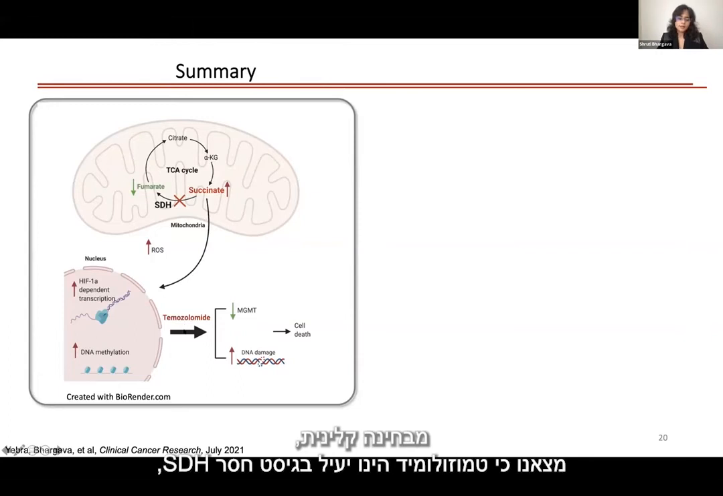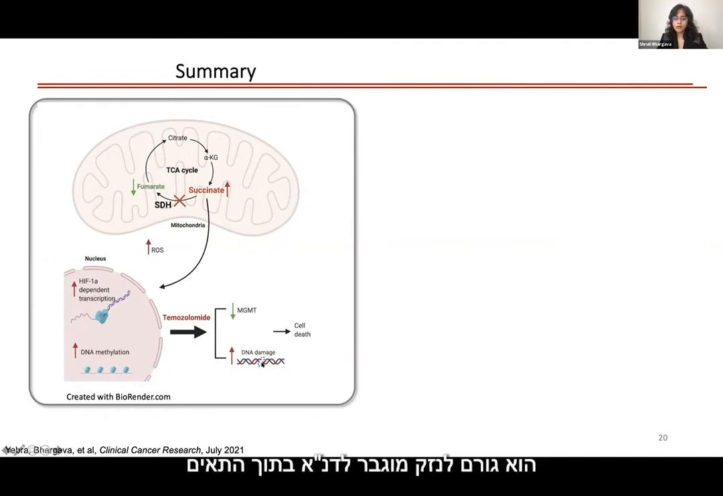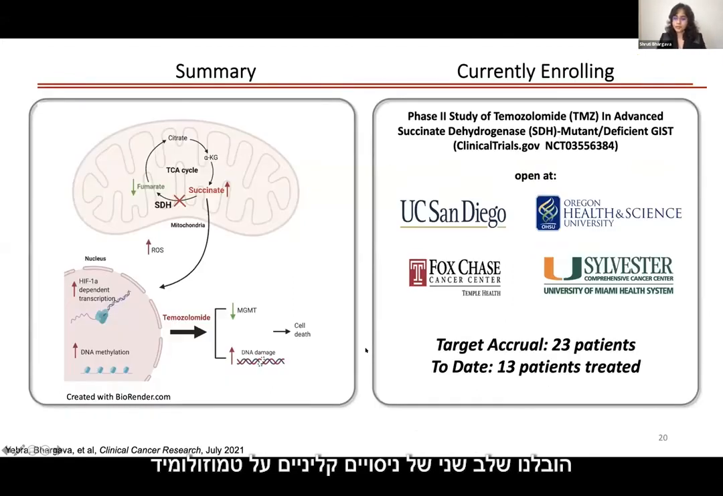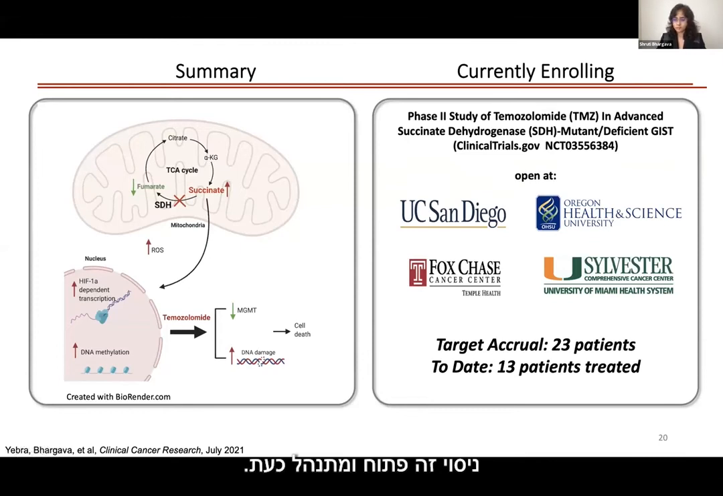On a clinical side, we found that temozolomide is effective in these SDH deficient GIST, both in vitro as well as in the GIST patients whom we have treated. It causes increased DNA damage inside the cells, and that leads to cell death. So because of the promising results in the phase 1 clinical trial, we developed a phase 2 clinical trial with temozolomide in advanced succinate dehydrogenase mutant or deficient GIST, which is currently ongoing.